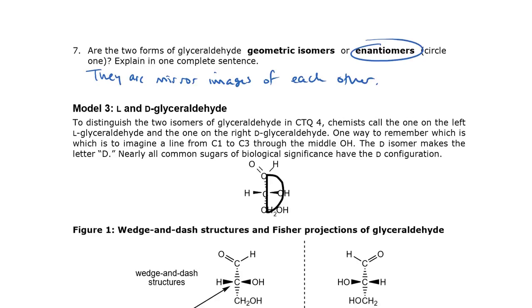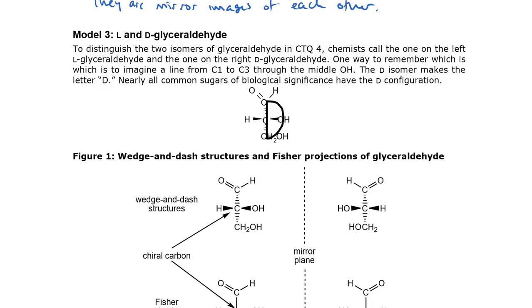Model 3, L and D glyceraldehyde. So to distinguish the 2 isomers, chemists call the one on the left L-glyceraldehyde and the one on the right D-glyceraldehyde. This is just a little trick that you can use to help yourself remember which is the L and which is the D. You have to draw it like it has shown with the aldehyde carbon at the top, and then when you draw a line down through the 3 carbons and then draw the D to go through the oxygen in the middle, that makes a D, and so that's the D isomer.